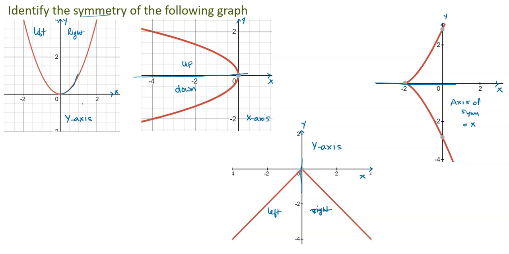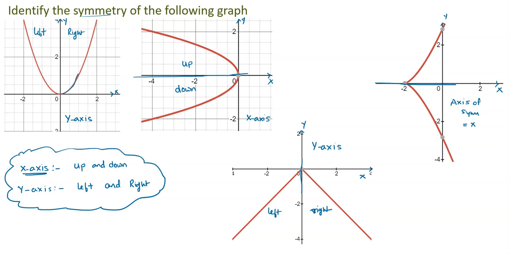So basically, if the x-axis is the axis of symmetry, we say that the figure up and down is the same. The figure moves up and down. And for the y-axis, we say that the figure on the left side is the same as the figure on the right-hand side. Okay. So if you remember this, you will easily be able to identify the axis of symmetry.